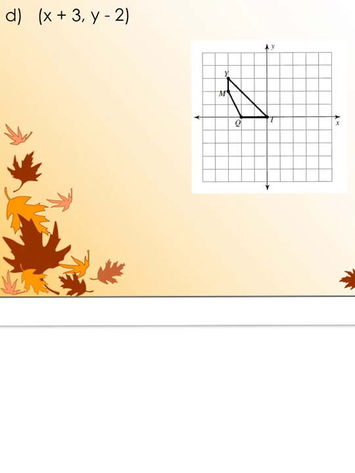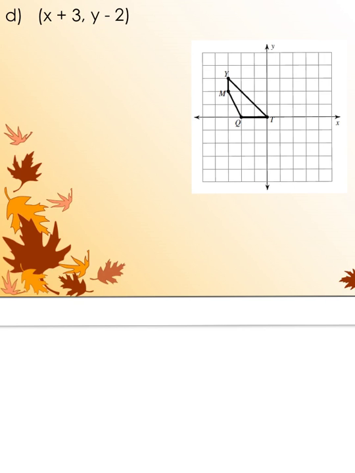Let's take a look at another example. This one here, again, is written in coordinate notation. This, again, is how you'll see it most often. I wanted to give you the first two as an example to get you started, to help you realize that the rule is telling you how you're going to move.